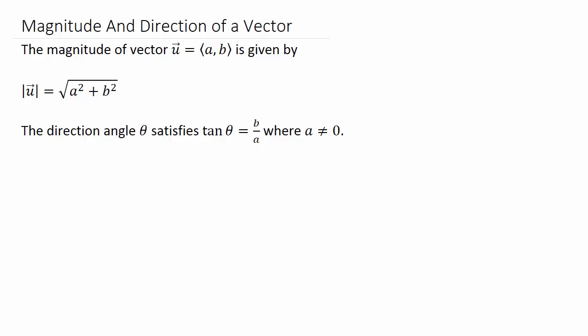So the magnitude of a vector u, which equals AB, is given by the magnitude of u is equal to the square root of a squared plus b squared. It's just this squared plus this squared. And the direction angle theta satisfies tangent theta is equal to b over a, and a is not equal to 0. Okay, so this is what we use to find theta, and it's just b over a.